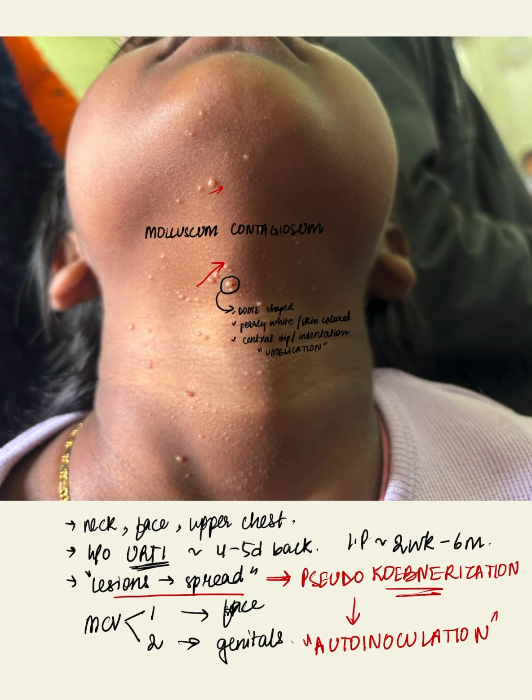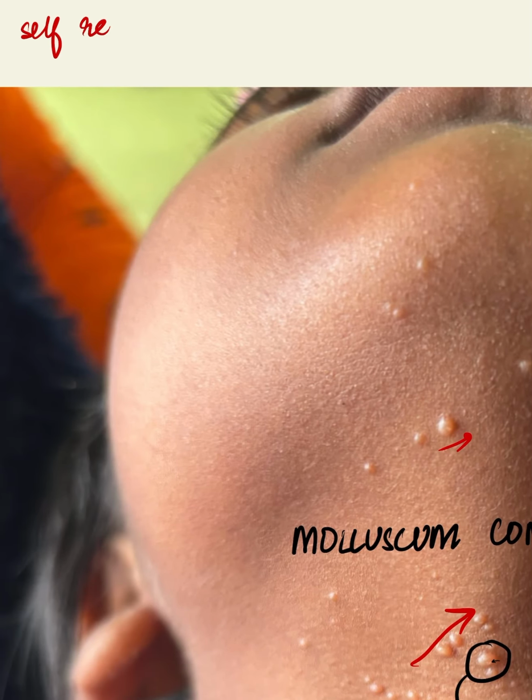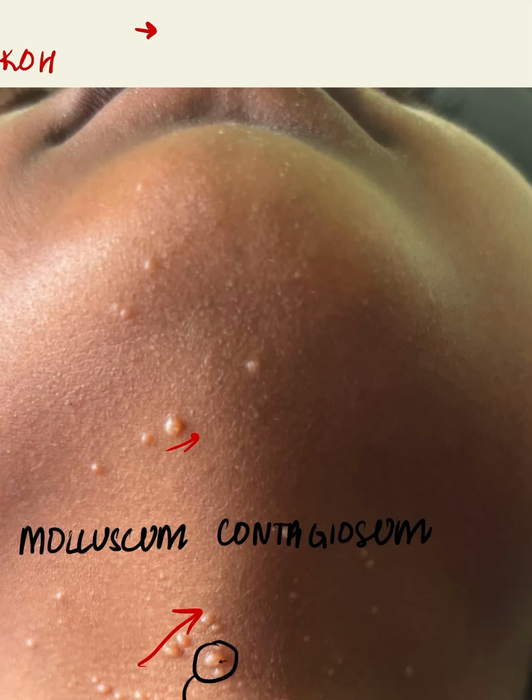All right, and what is molluscum contagiosum exactly? Molluscum contagiosum is basically a viral infection of your epidermal keratinocytes, and it is generally self-resolving, so you don't really need a treatment per se, right? It is self-resolving, but you can go for treatment options like trichloroacetic acid, or you can go for KOH, potassium hydroxide, and if that does not help, you can even go for curettage or cryotherapy.